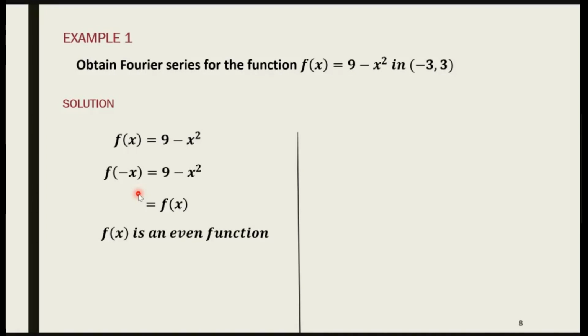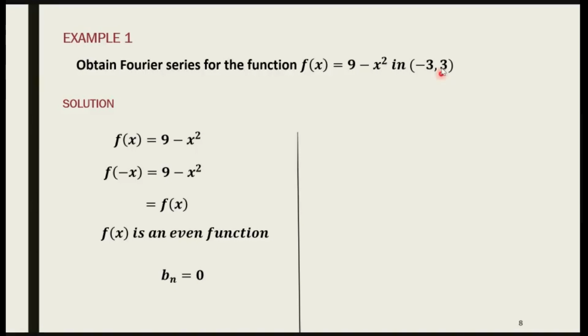Function is an even function. If the function is an even function, we know that bn is equal to 0. तो हमें खाली a0 और an निकालना है. ठीक है. अभी हमें लेंथ ऑफ द इंटरवल और हमें L निकालना है.